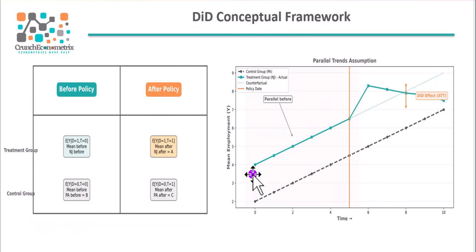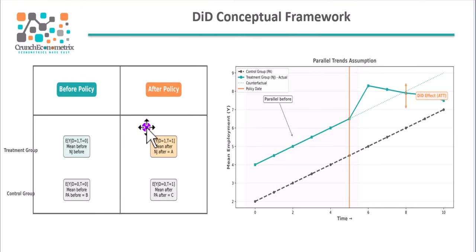Let's take a moment to unpack this conceptual framework. It speaks a lot as to why we need the DID approach. Now, imagine a state that changes its minimum wage law. If you only look at employment in that state before, which is the before policy quadrant, and after the law, you might mistake a general economic boom for the effect of that policy.